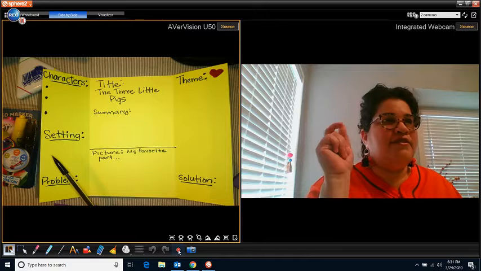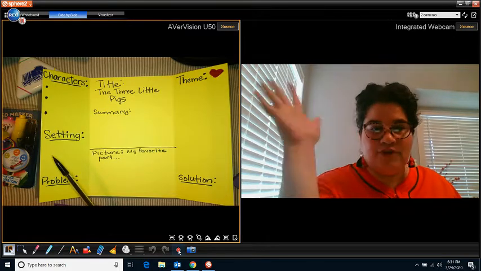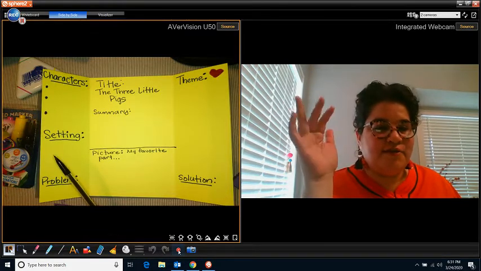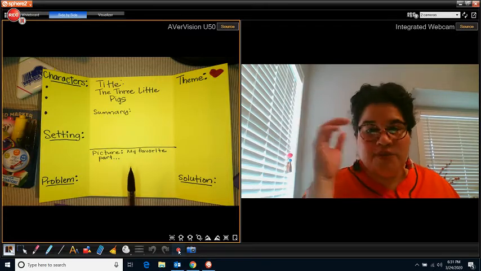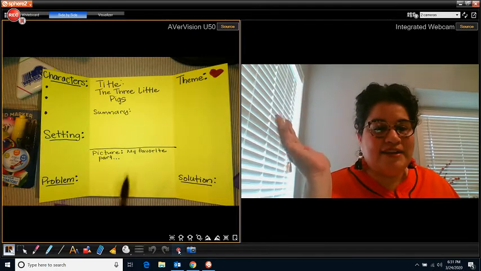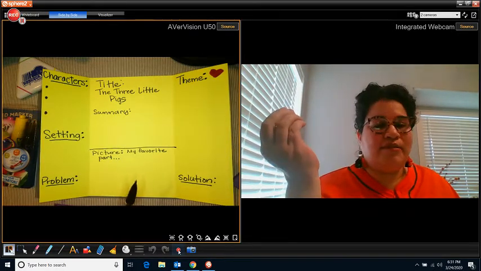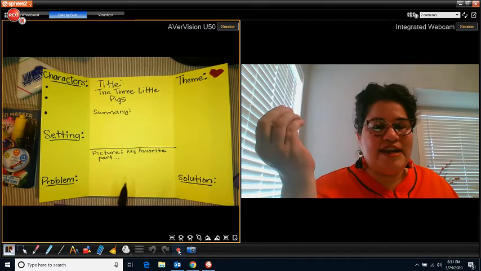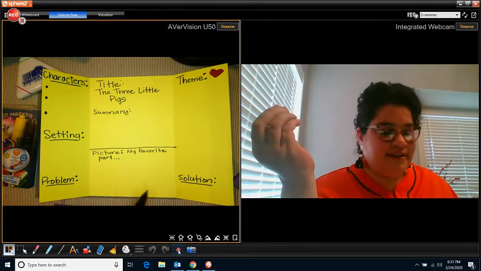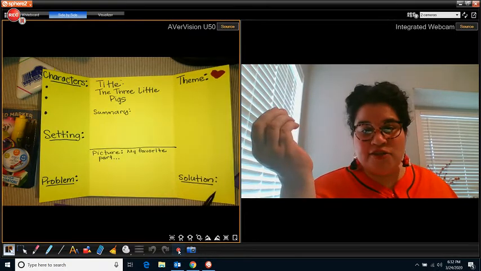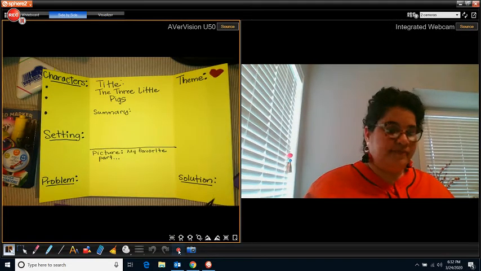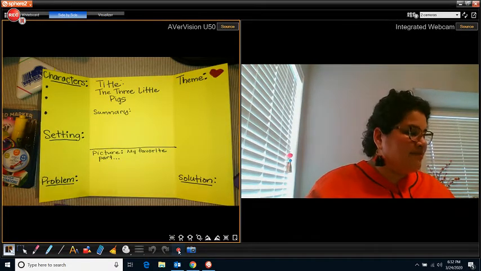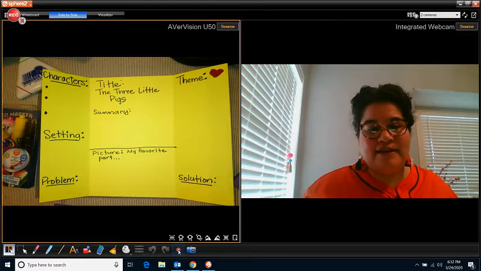Setting, remember that the setting, you should probably start with a sentence that says, the story takes place, or this story happened in the forest, wherever it takes place in your book. Problem, this is the problem in this story. The main character probably has, usually in fiction books, has a problem that he's going through, and he needs to find a solution to fix it. Whenever you read the story and you find out, oh, this is how the problem was solved, you write it here. Okay? So for setting and problem and solution, you can always write in complete sentences.